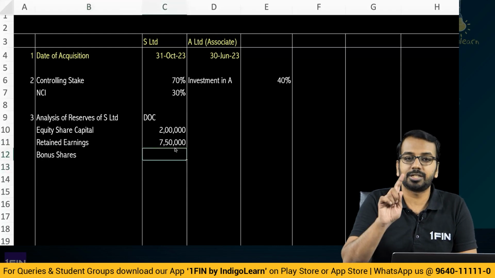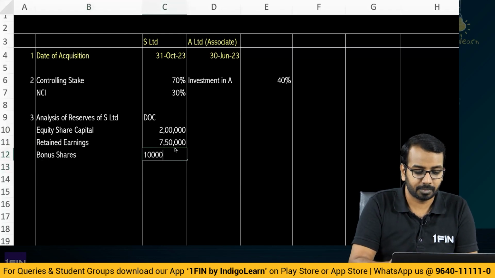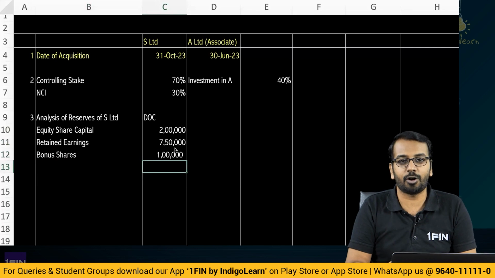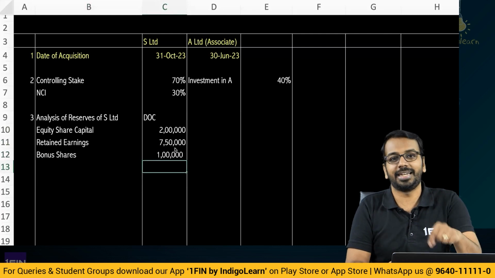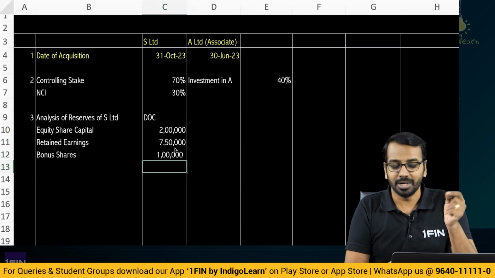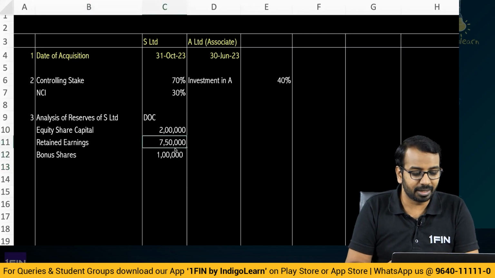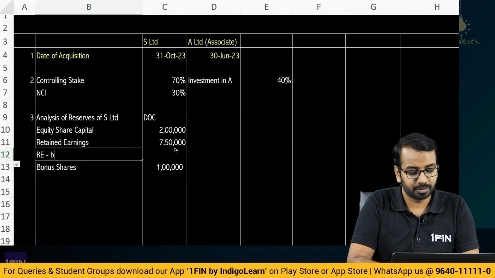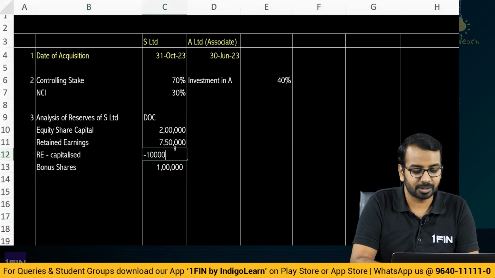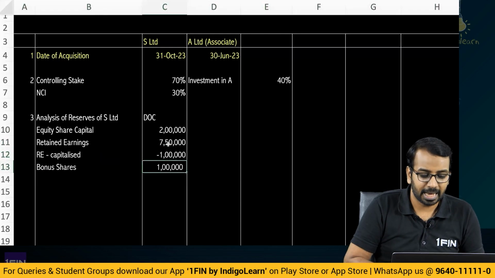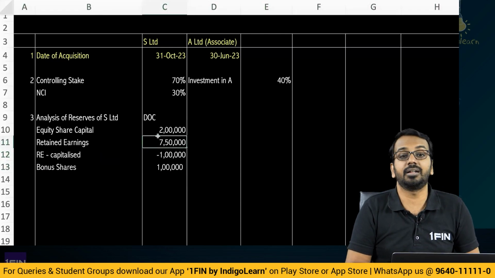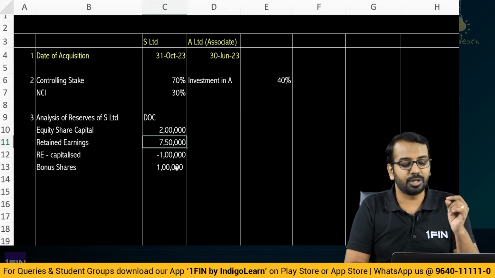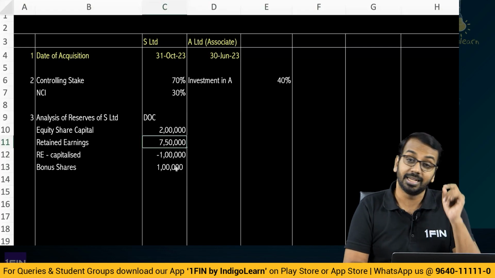How much is the bonus shares? 2:1, so 1 lakh. Where will we get this bonus share from? We will get this bonus shares from retained earnings. So my retained earnings capitalized will be minus 1 lakh. So in other words, I can say this is 650, retained earnings is 650 and equity share capital is 3 lakhs. Can I say that? Yes, I can say that.